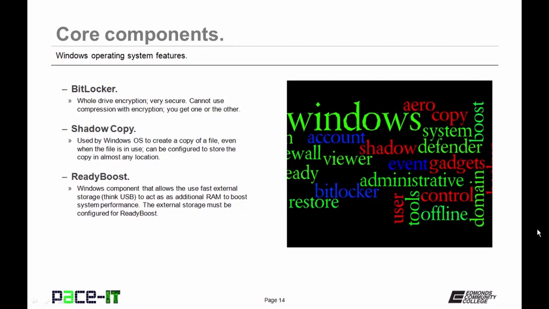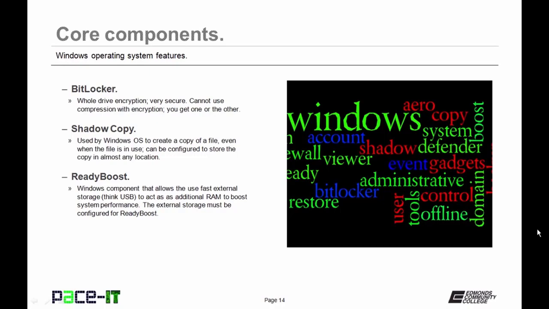One of the things that I will say is you can either compress your files or compress your drive, or you can encrypt your drive, but you can't do both. Microsoft introduced Shadow Copy. It's used by Windows operating systems to create a copy of a file even when it's in use. And it can be configured to store the copy in almost any location.